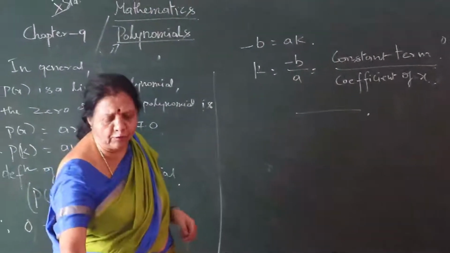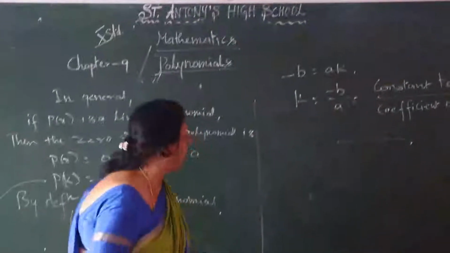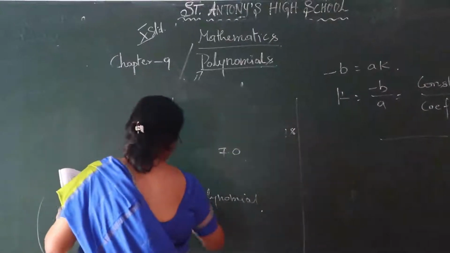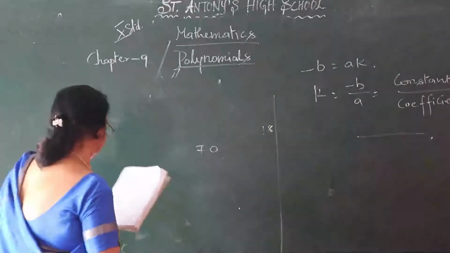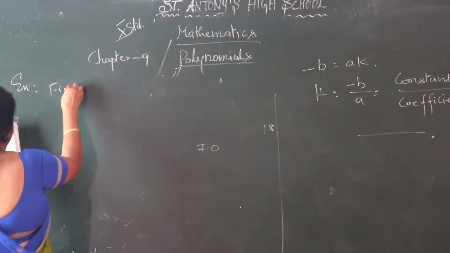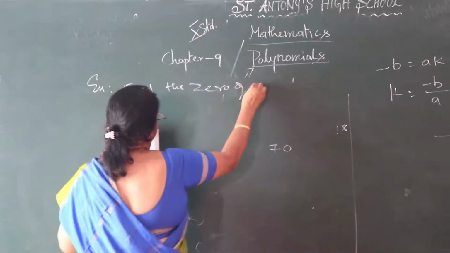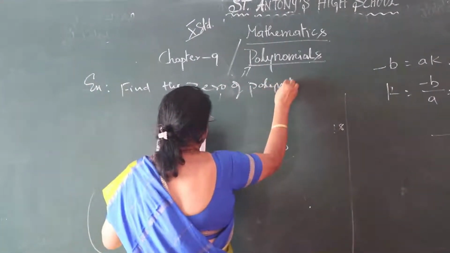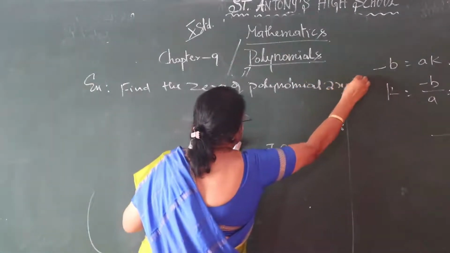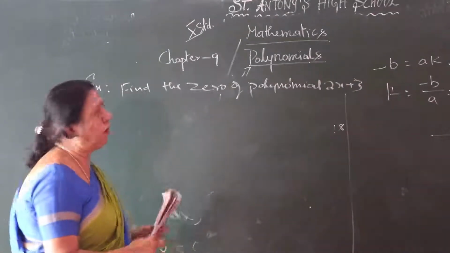Okay. So now the only two lines, one sum has given. You just check out in your book what is given based on this. Based on this, they have given one small example. Find the zero of the polynomial. Hello children, all of you. Polynomial 2x plus 3. What is the zero of this polynomial?